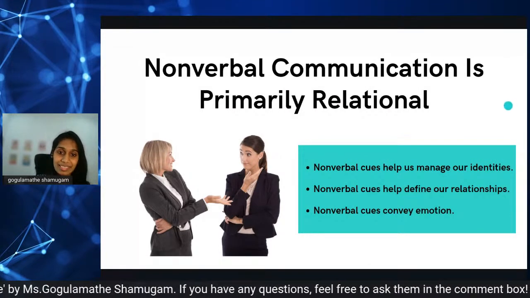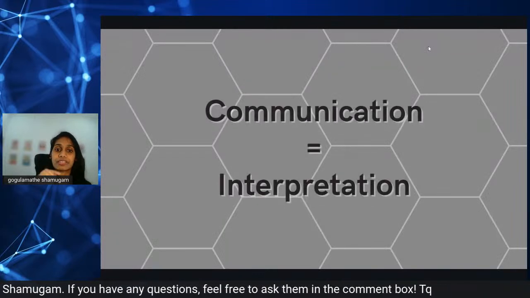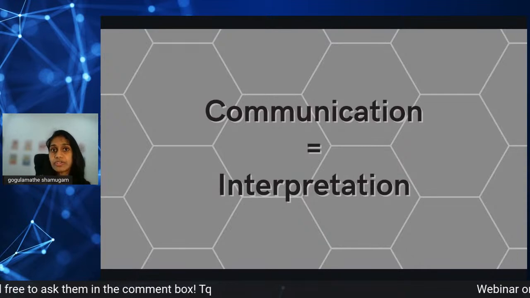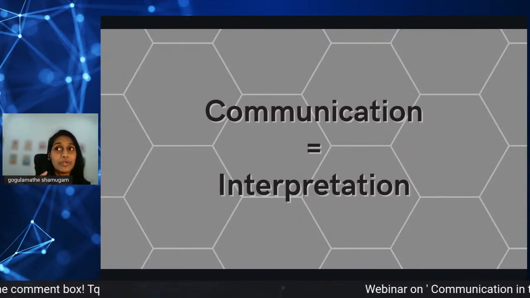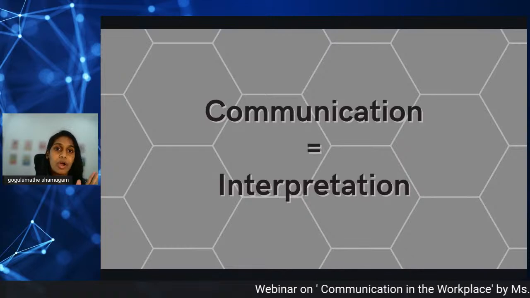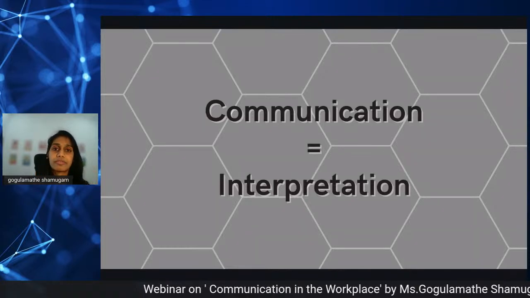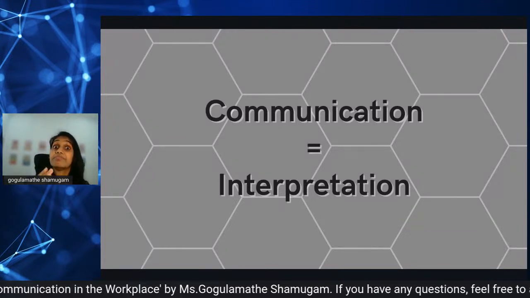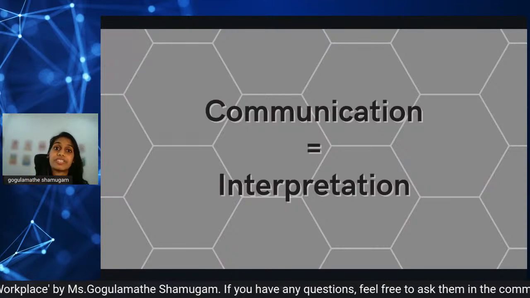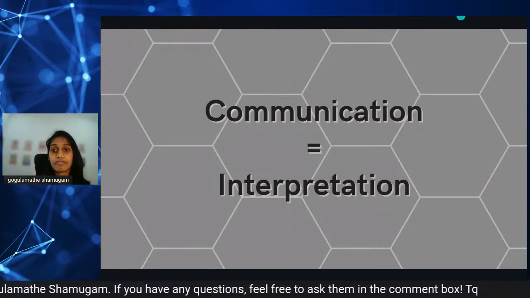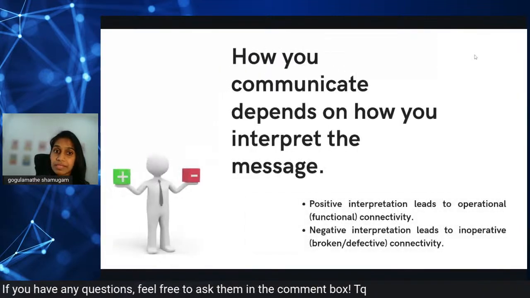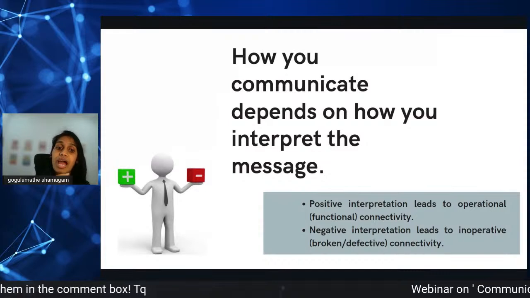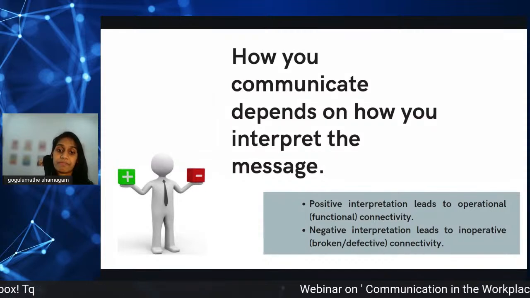Right? This leads to the second point of the day, which is communication equals interpretation. To become a good communicator, you need to know how to interpret a certain message. Most of the time, messages get lost. Most of the time, messages get misunderstood because of interpretation that is not being done, not by the sender who is sending the message, but by both parties. So how you communicate basically depends on how you interpret a certain message.